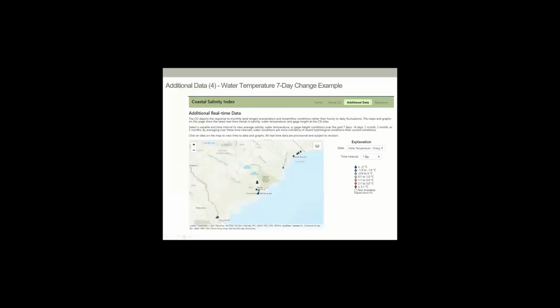Here's an example of water temperature change, something similar to what Scott Prinos showed earlier. These are arrows showing the 7-day change for water temperature. So you can see for the past 7 days, the temperature in South Carolina has dropped at all these water temperature gauges.